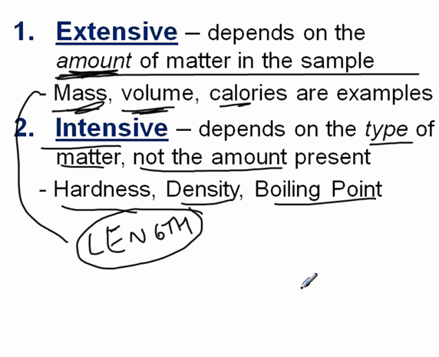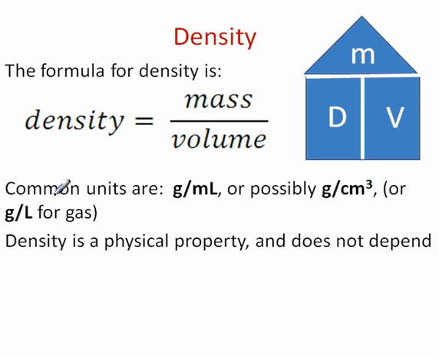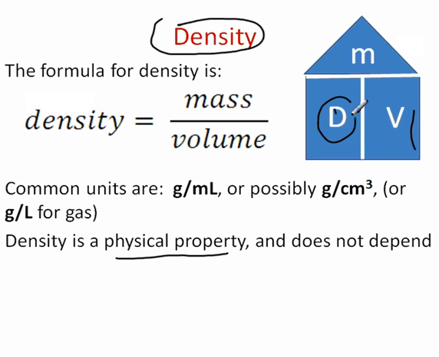All right, next thing you need to know, density. Density, first of all, is a physical property. Does not depend on a chemical reaction to be observed. This is the density house you learned about. The way it works is whatever you're solving for, you mark. So if I'm solving for density, that means it's mass divided by volume. If I'm solving for volume, it's mass divided by density. Mass divided into density equals volume.